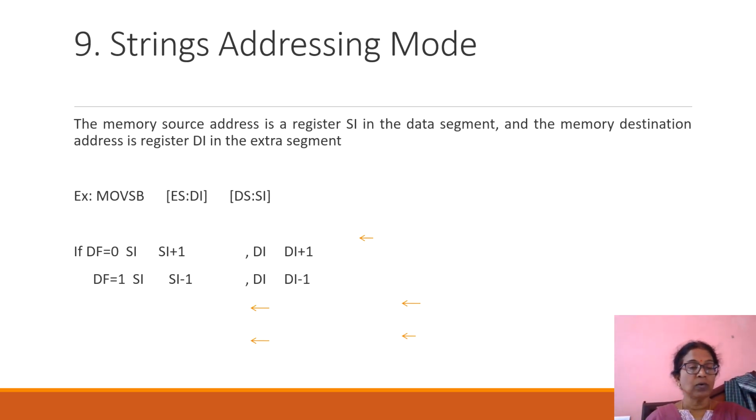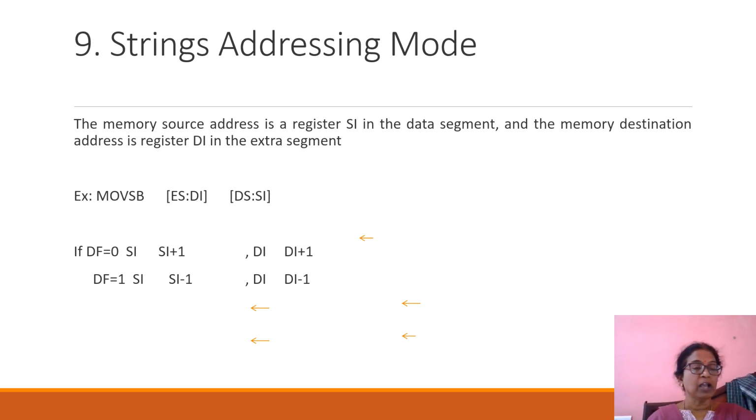String addressing mode. Here a string is nothing but a series of data. The source string is always placed in the source index register, and its starting address is given by the data segment. The destination string is stored in the DI register, and the starting address is given by the extra segment. MOVSB, move source byte, moves a series of 8-bit data from the source index register to the destination index register.